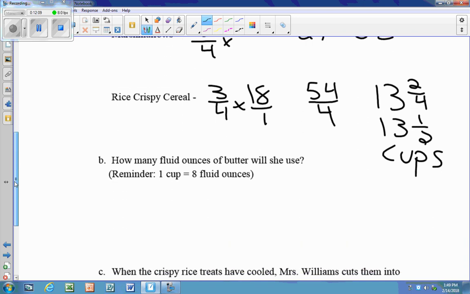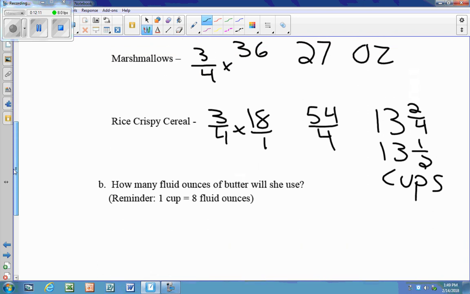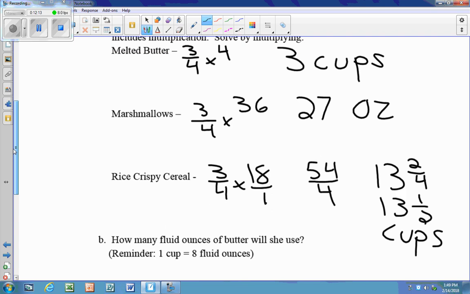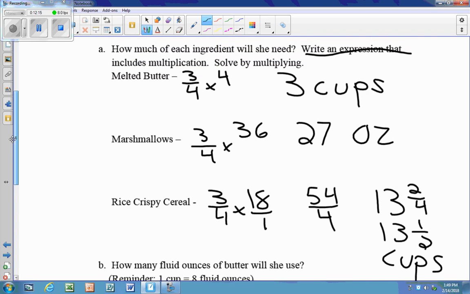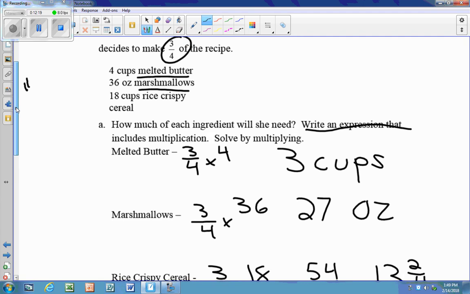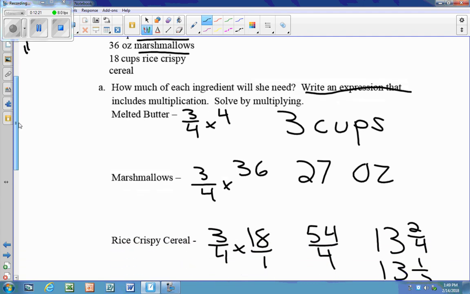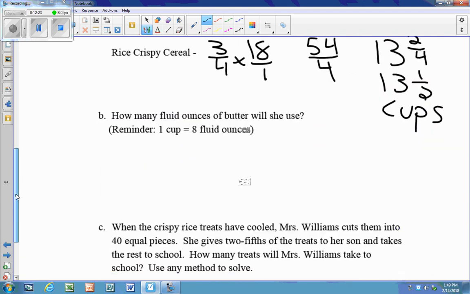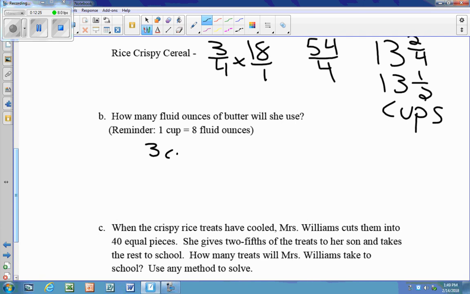Now we have how many fluid ounces of butter will she use? So our melted butter we have right here is 3 cups she's using. We're using 3 cups, and each cup is 8 ounces, so it's 24 fluid ounces.